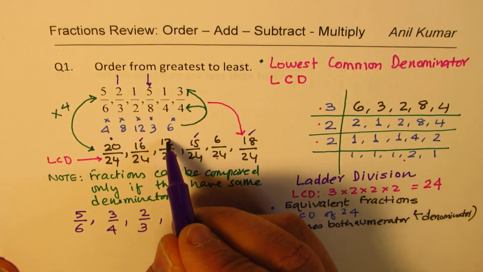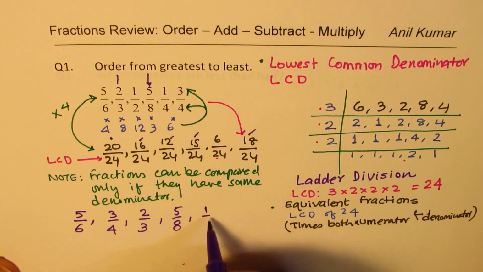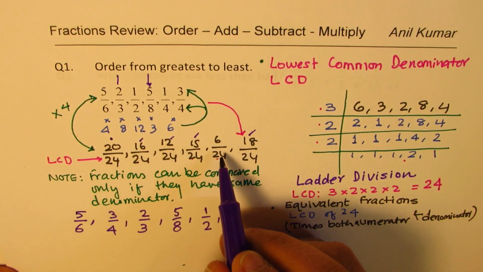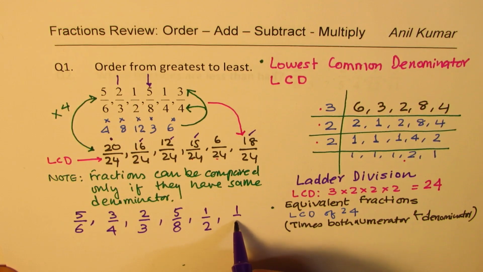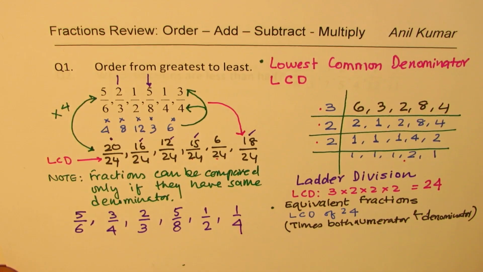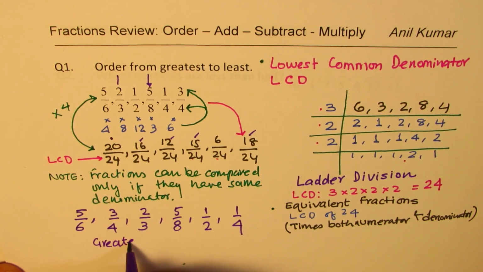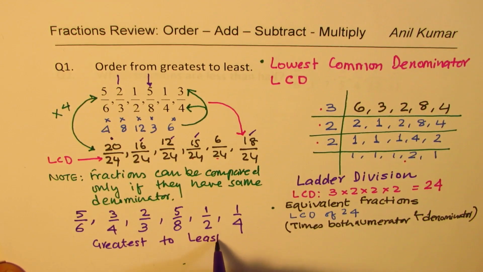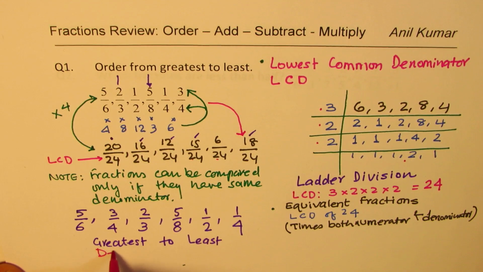And after 15, by comparing, we get 12, which is the third number from the list. 12 over 24 is half. And then the lowest in this series is 1/4, which is 6 over 24. So that is how we arrange from greatest to least. Perfect. And this kind of order is also called descending order.